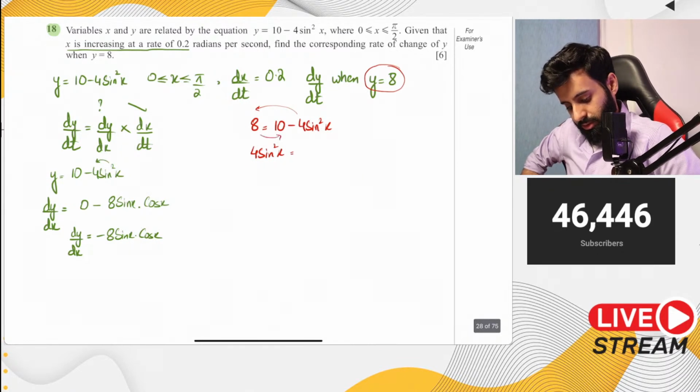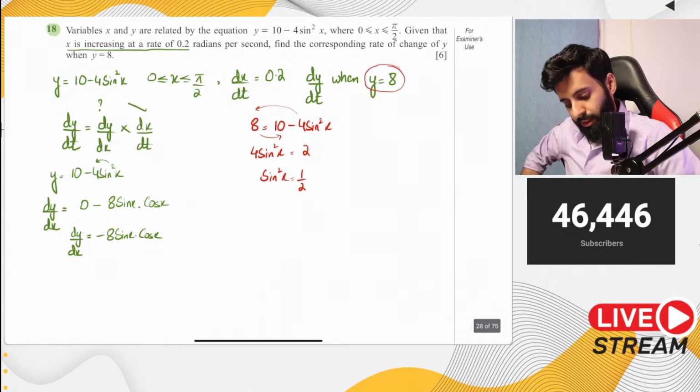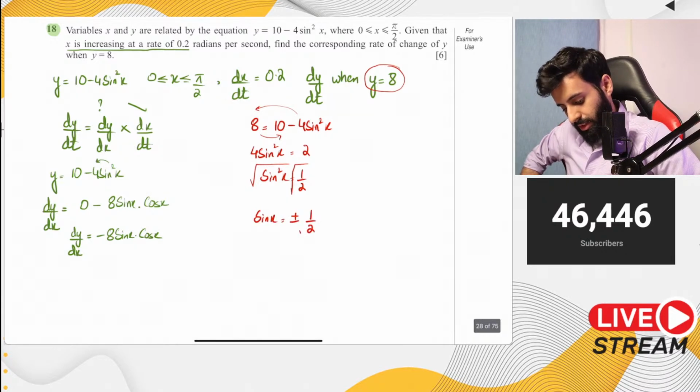So 10 minus 8 equals 2, and sine square x is equal to 1 upon 2. Then if you take the square root on both sides, here's what you have: sine x equals plus minus 1 upon 2 inside the square root.